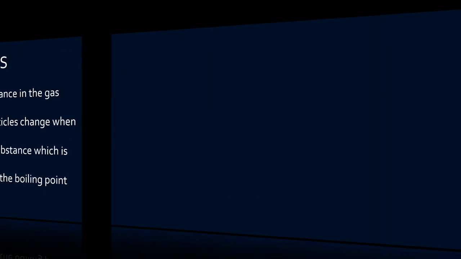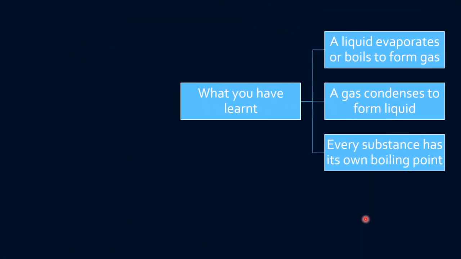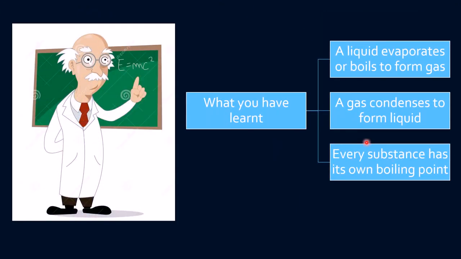Now let's talk about what we have learned. A liquid evaporates or boils to form gas. A gas condenses to form liquid. Every substance has its own boiling point. If necessary, you can check the chart I showed you for each substance and its boiling point. It is very important to learn. Many of the trick questions I gave you on the previous slide are related to the chart as well. So these are the 3 main points. You may write them down or take screenshots while you're watching the video. Otherwise, it's absolutely fine with me.